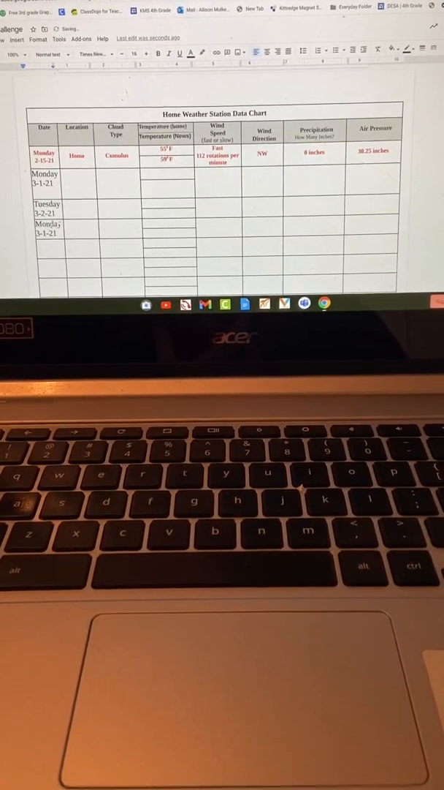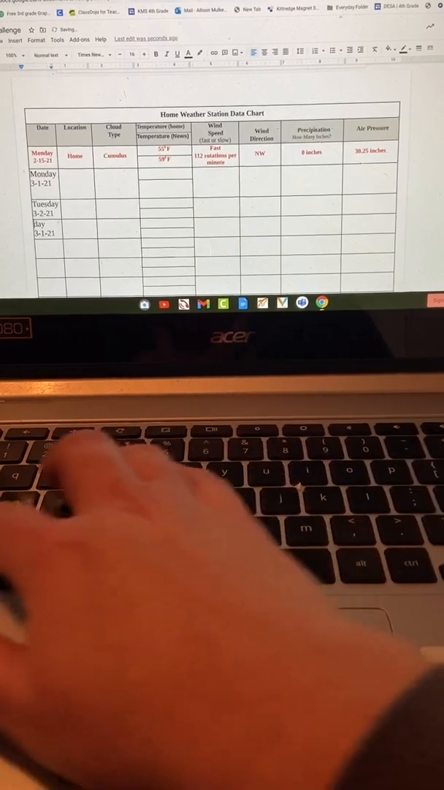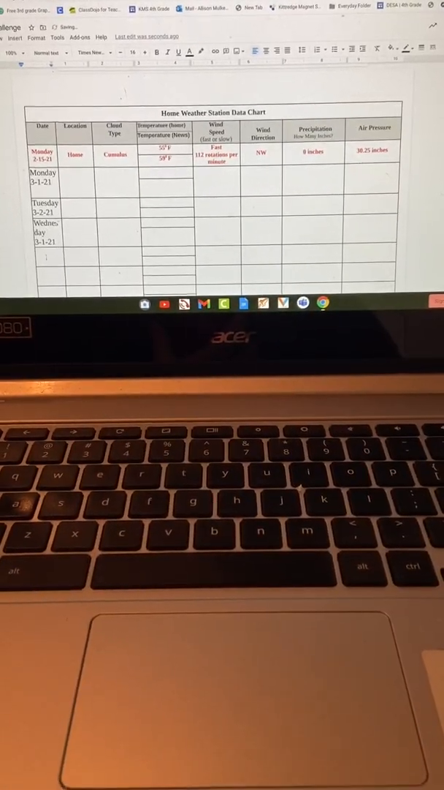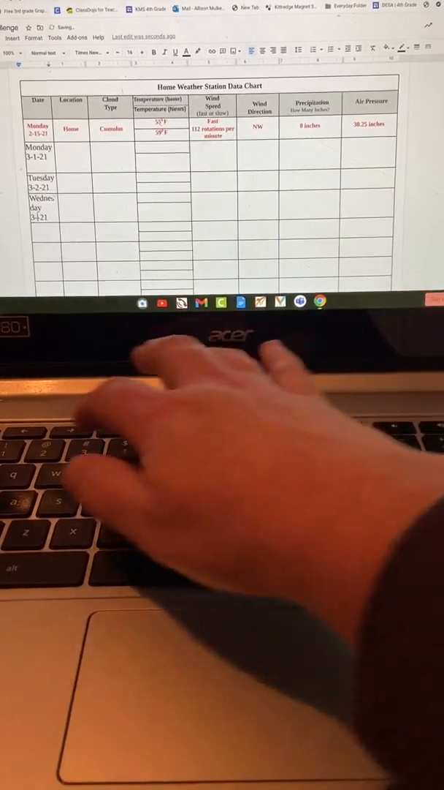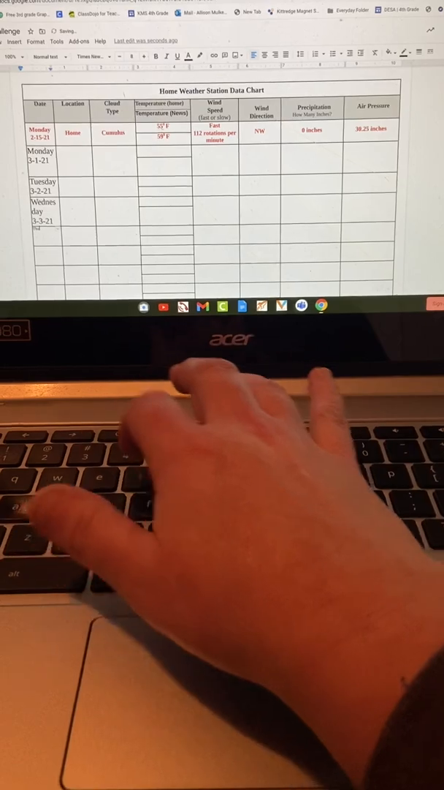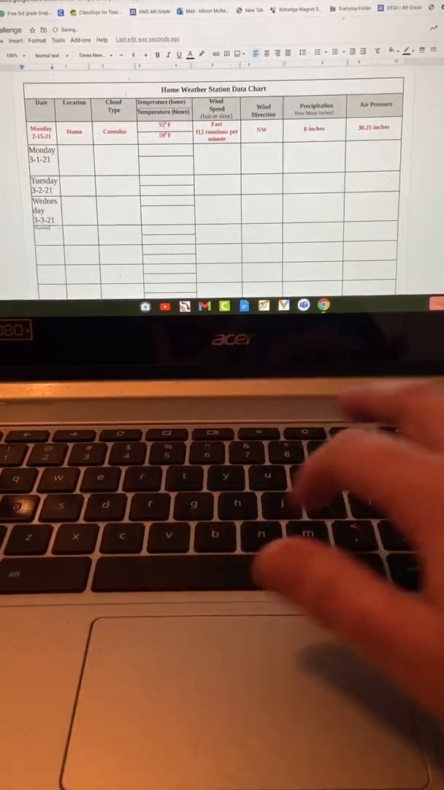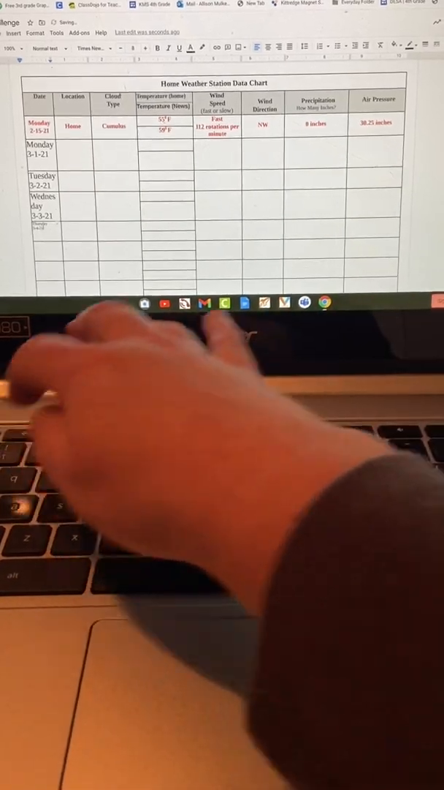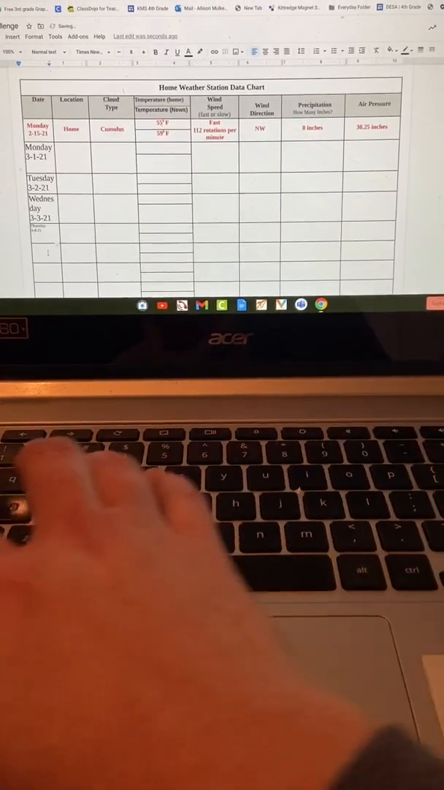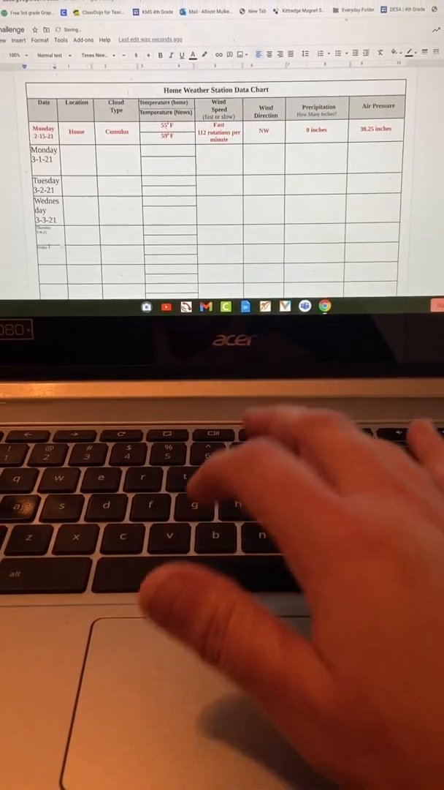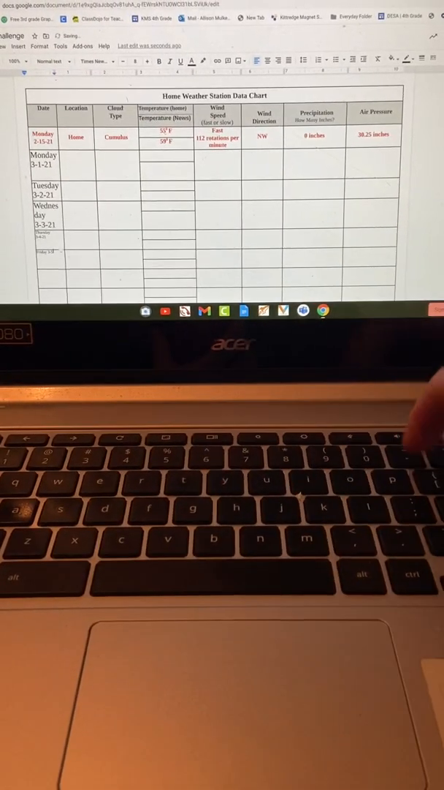I'm going to make this one Wednesday. And it's going to be 3/3. I'll make this one Thursday. You can see my font got really small on me. That's going to be 3/4/21. And I'll make this last one Friday. It's going to be 3/5/21.